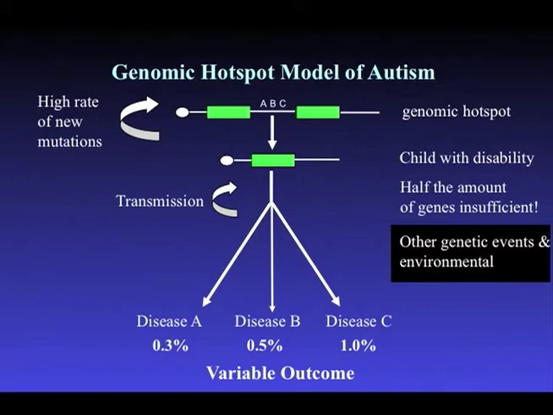And that insult could be determined by the environment, it could be determined by epigenetic factors, or it could be determined by other genetic events, either de novo or inherited, that came on that same background in that child. And you can clearly imagine that, depending upon the disease that you have, this can actually segregate back into the population. So if you have epilepsy and you're high functioning, it's very likely you're going to have a family and you will transmit again.